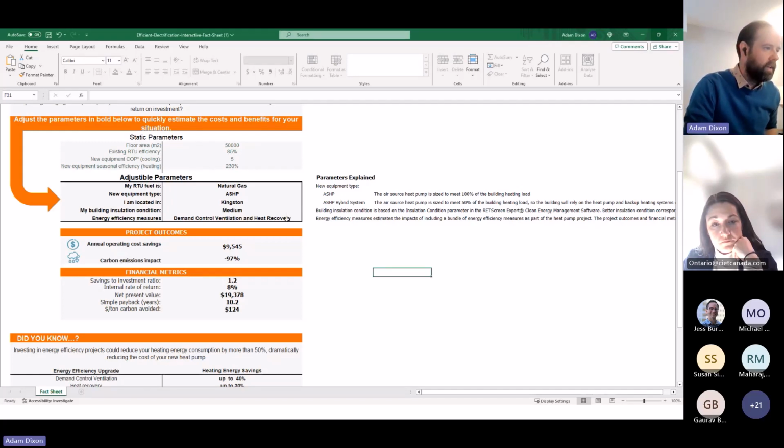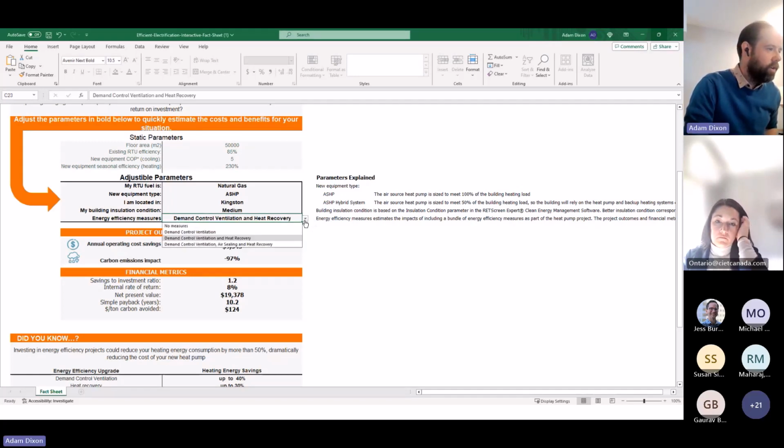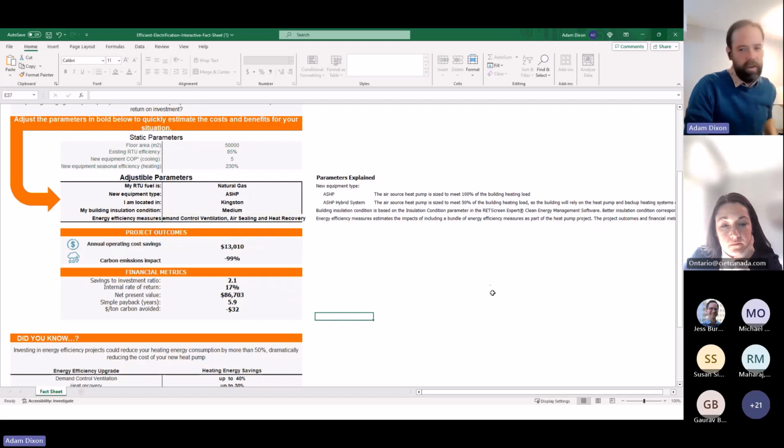Now the last one is to add that third measure. So it's demand control ventilation, air sealing, and heat recovery. With this one, we've drastically reduced our heating load in our building. So now we're saving $13,000 a year.